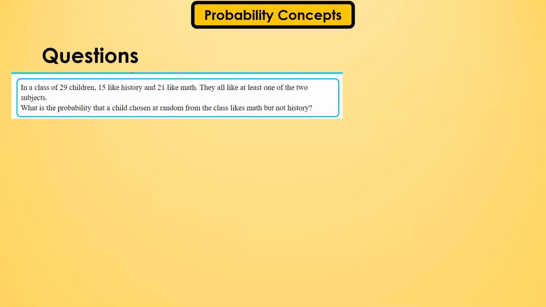So here is a key question. In a class of 29 children, 15 like history, 21 like maths, and they all like at least one of the two subjects. So in other words, there's nobody who doesn't like history or maths. What is the probability that a child chosen at random likes maths but not history? So I've got my two events.